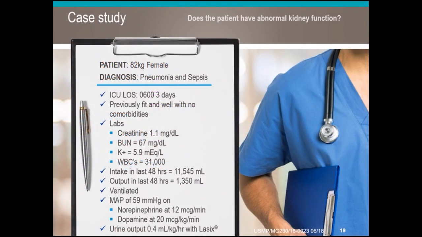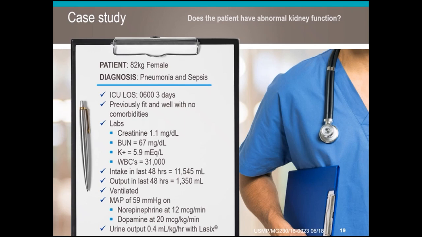In this particular case study, just look at the clipboard, and based on the numbers that we see, determine whether or not this patient has abnormal kidney function. So you have an 82-kilo female who's been in the ICU for 3 days with a diagnosis of pneumonia and sepsis. She's previously fit and has no comorbidities that you know of that would predispose her to any sort of kidney disease. Her labs this morning: creatinine is 1.1, a normal creatinine. The BUN, the K, the white blood cell count, they're elevated, obviously.